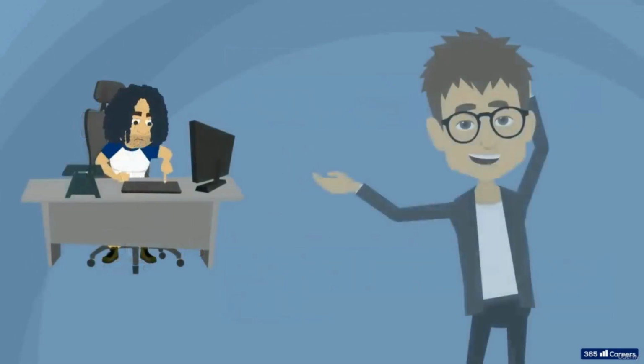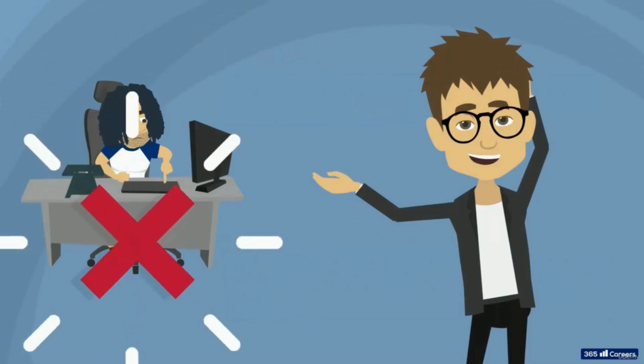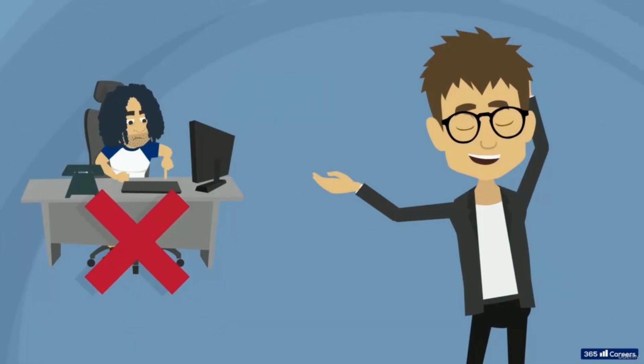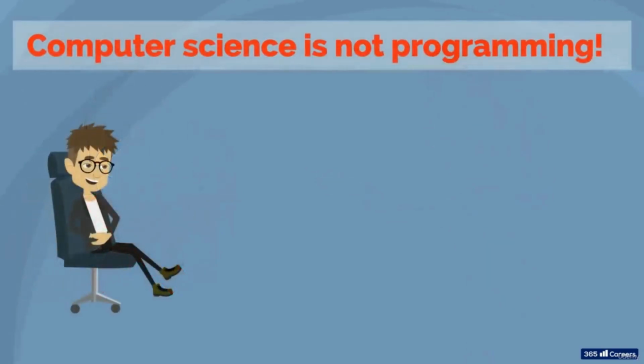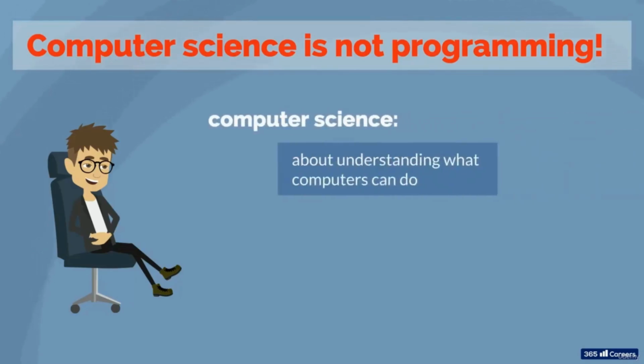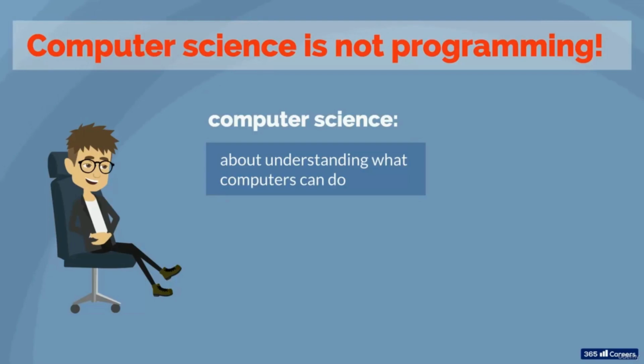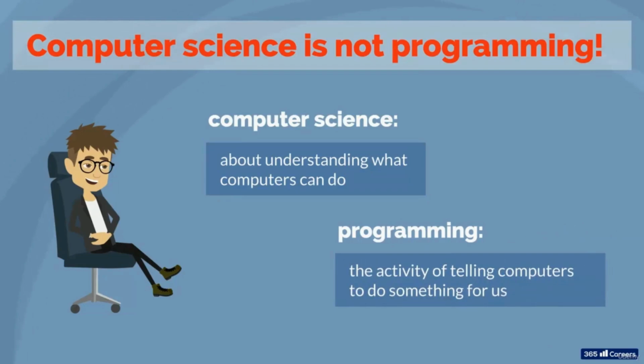You need not be a geek or computer scientist to program. Actually, the subject of computer science is not the study of programming. These are different things, and this can confuse beginners. Computer science is about understanding what computers can do. Programming, instead, is the activity of telling computers to do something for us.